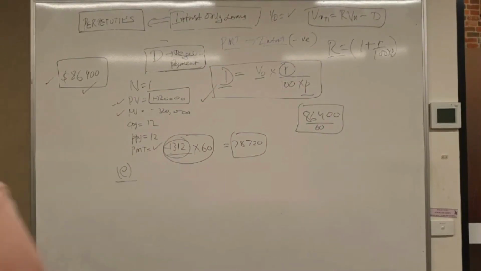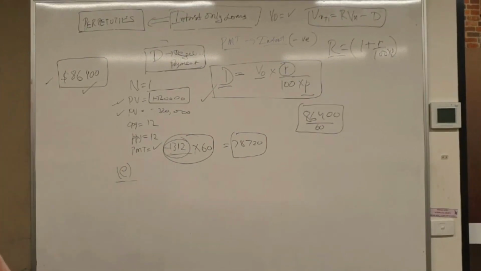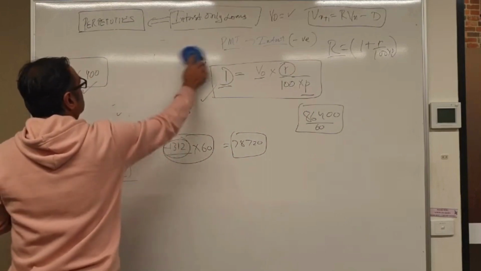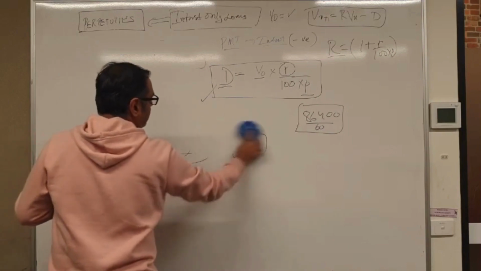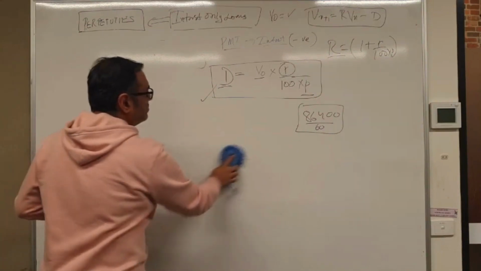So the answer is 3%. How did we get 3%? Did you use the financial solver or the formula? Financial solver. Alright, let's use the financial solver quickly and see what it is.